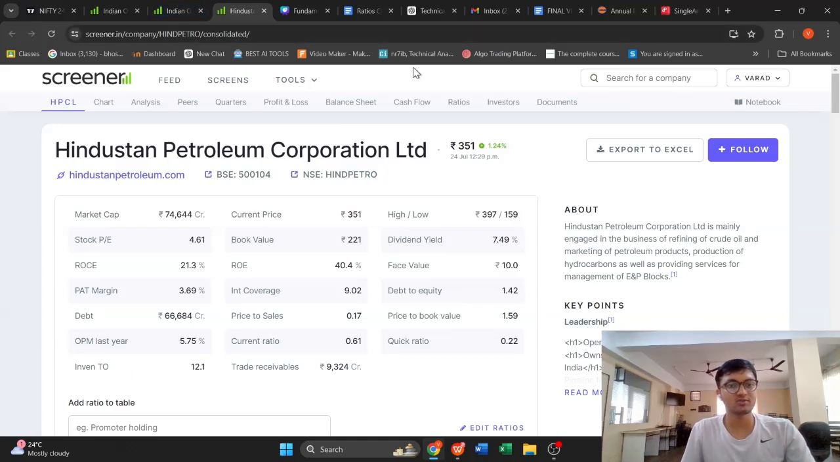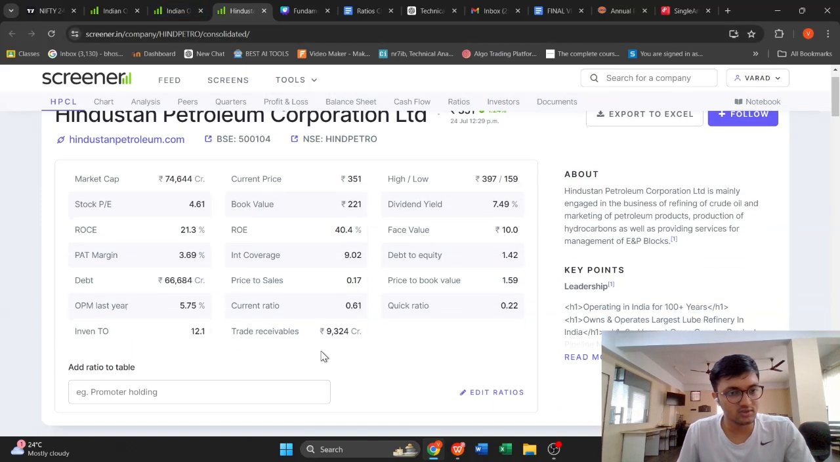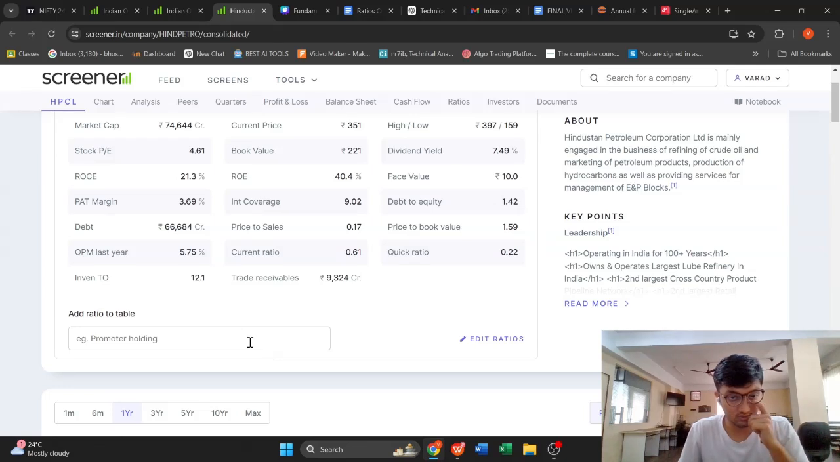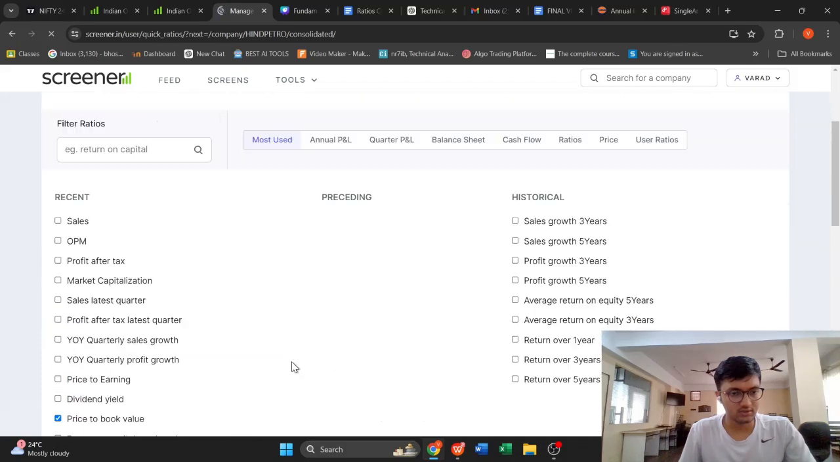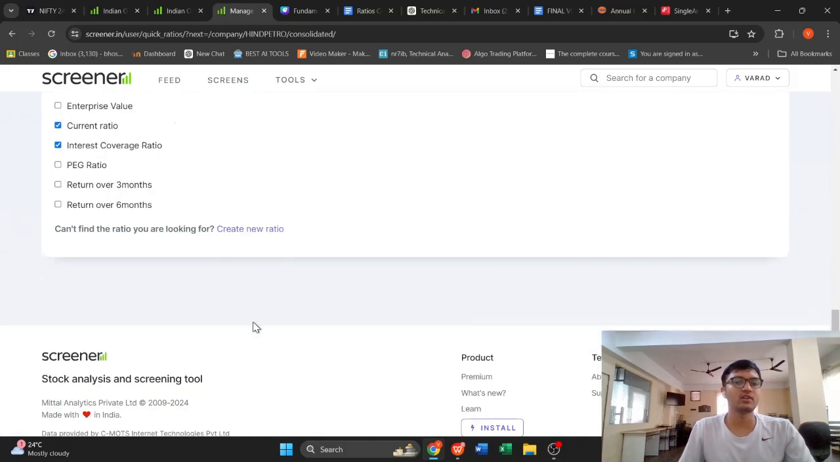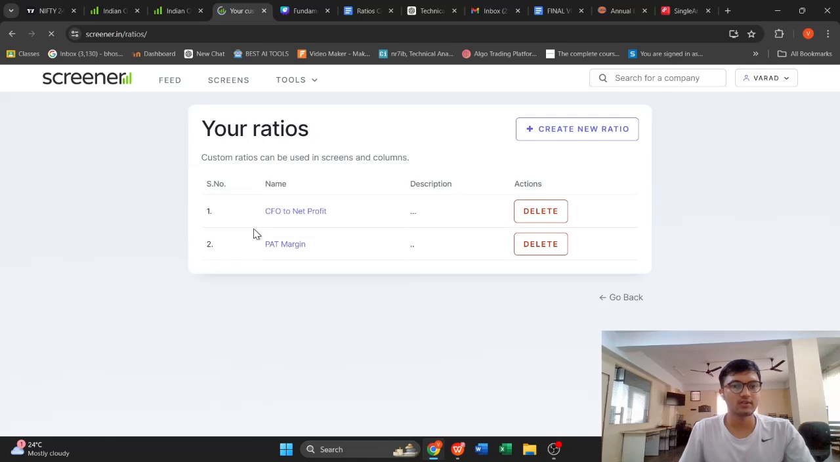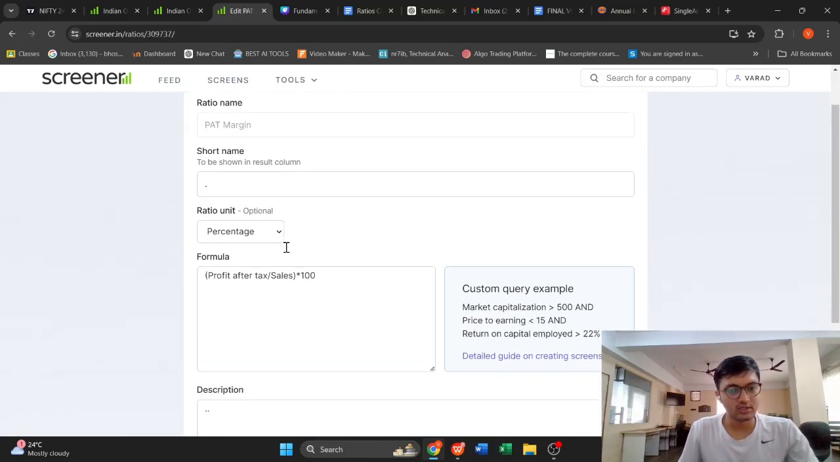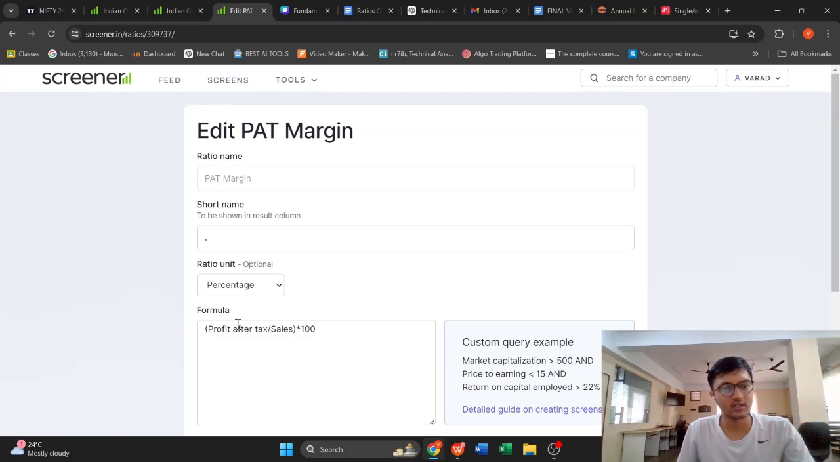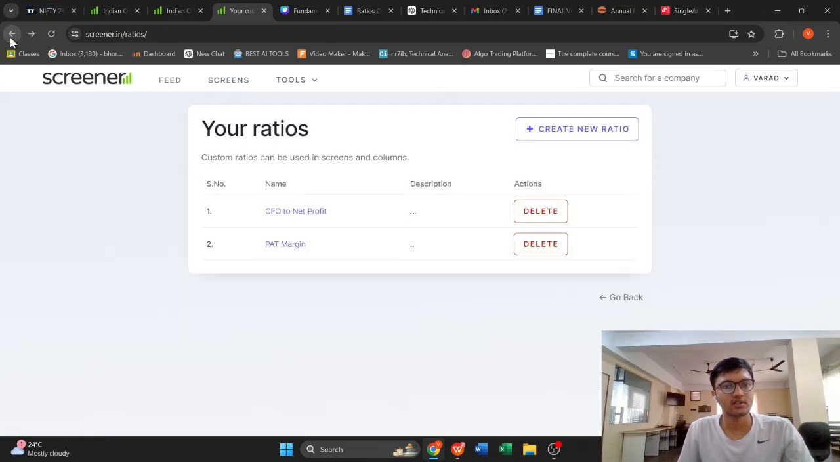Let's study the other ratios, and these things you can actually get in all this. I think, yeah, edit ratios. One of the ratios that you need to add into your screener is PAT margin. You will be able to see that you just have to write this formula into your screener. You can just add profit after tax divided by sales into 100. I'll again go to the screener aspect.